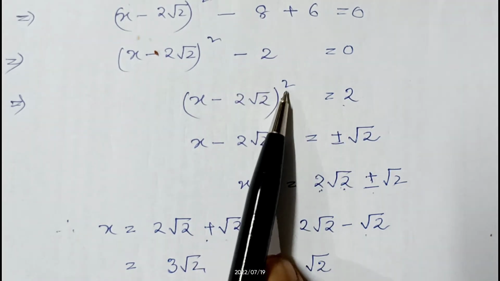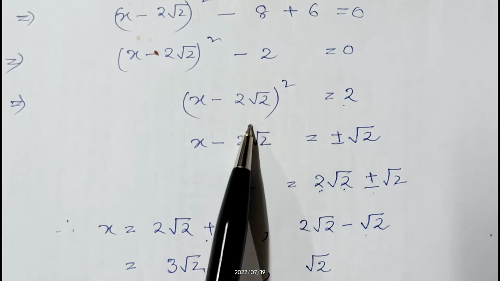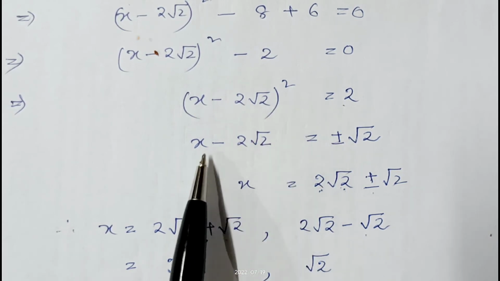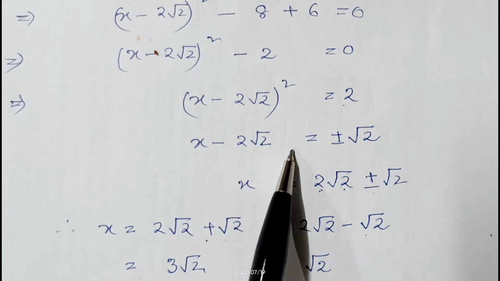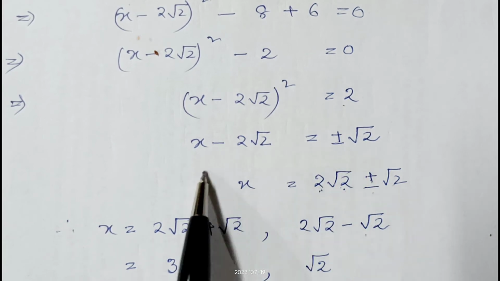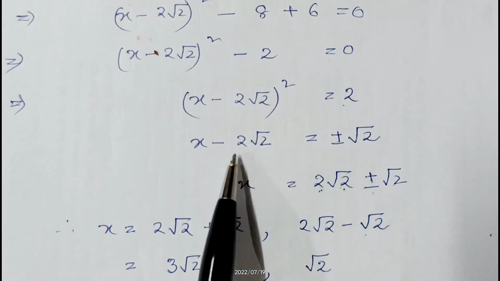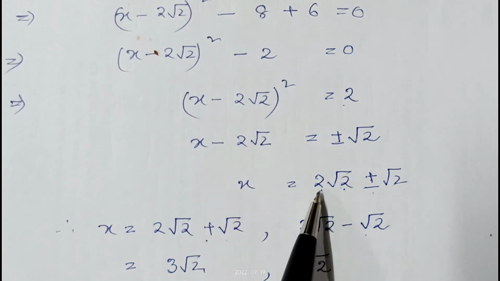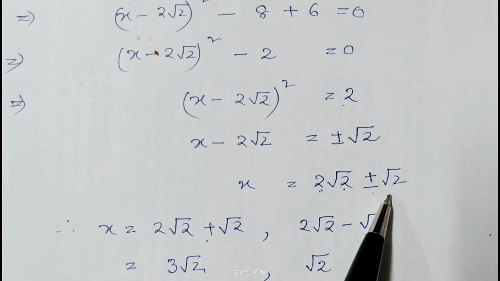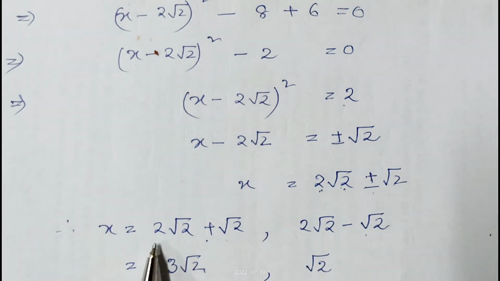To remove this square we have to take the square root on both sides. If we take the square root, the square and root cancel, so we get x minus 2 root 2 equals plus minus root 2. So x equals 2 root 2, because if I transfer this minus 2 root 2, it will be plus 2 root 2, plus minus root 2. Therefore x equals 2 root 2 plus root 2 and 2 root 2 minus root 2. 2 root 2 plus root 2 will be 3 root 2, and 2 root 2 minus root 2 will be root 2. Therefore the required roots of the equation are 3 root 2 and root 2.